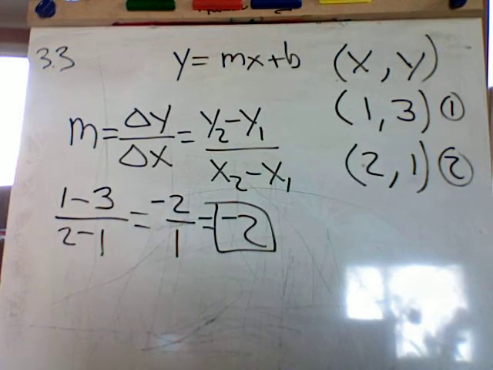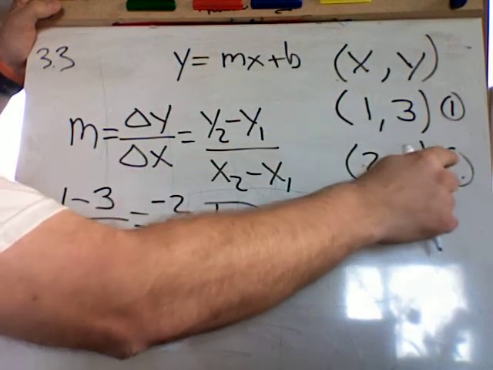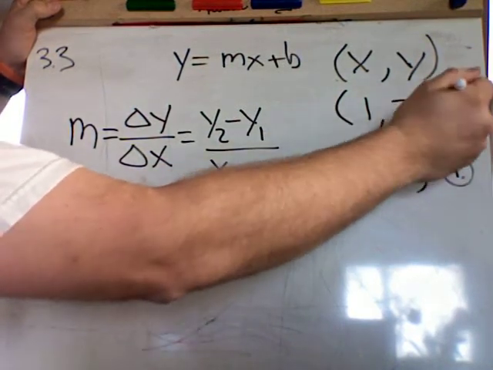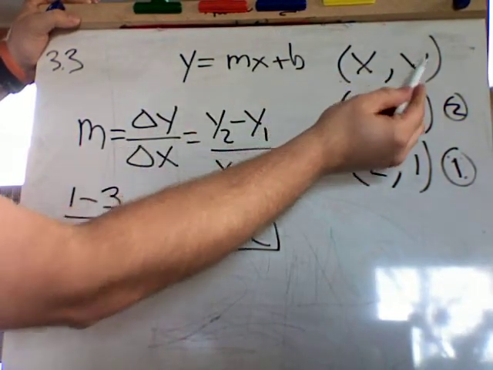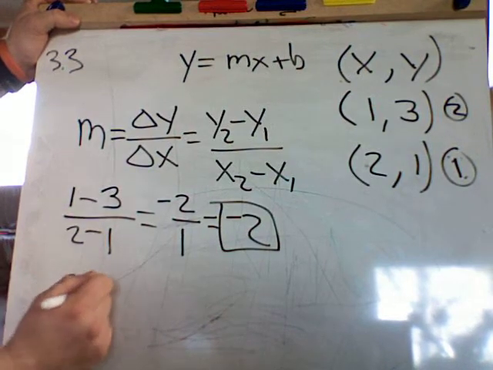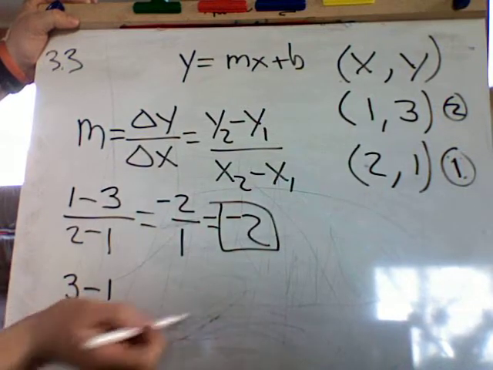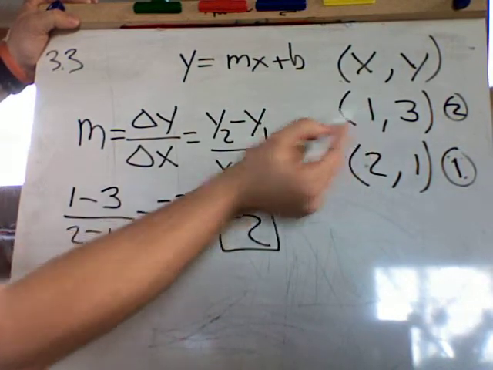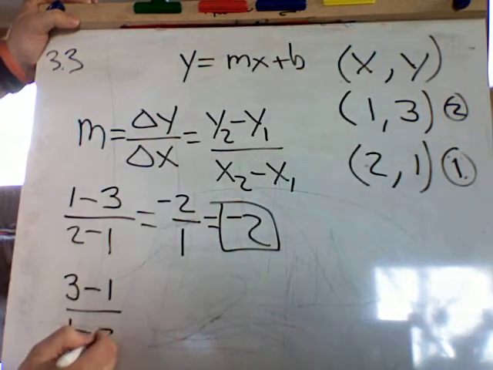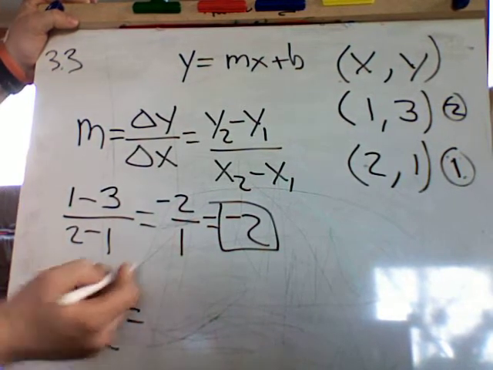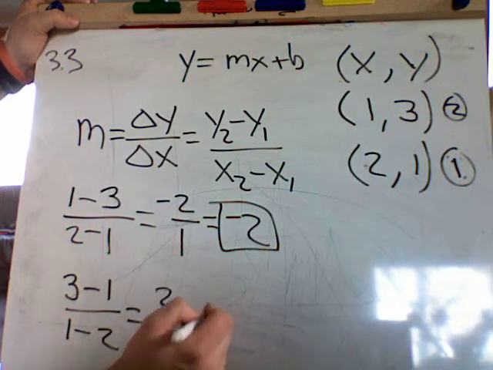Now, just to prove that it doesn't matter which one I call point 1 and which one I call point 2, let's change. Let's call this one point 1 now, and this one point 2. Okay? And let's do the same thing. I take my y2, so go to y, point 2, which is a 3. Subtract my y1, all over my x2 minus x1. So this would be a 2 over 1 minus 2, which is negative 1. 2 divided by negative 1 is negative 2.